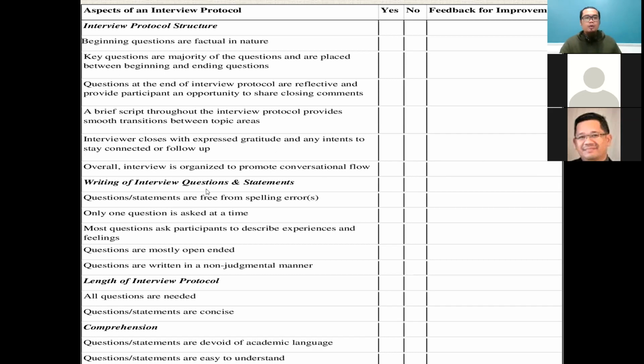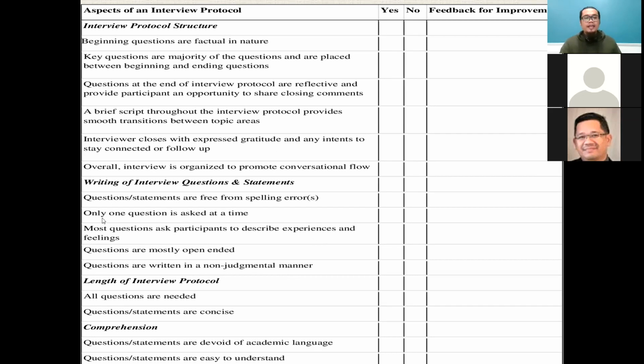Next, writing interview question statements. Question statements are free of spelling errors. Only one question is asked at a time. Most questions ask participants to describe experience and feeling. Questions are mostly open-ended. Questions are written in a non-judgmental manner. So this is a quality matter for the interview questions.